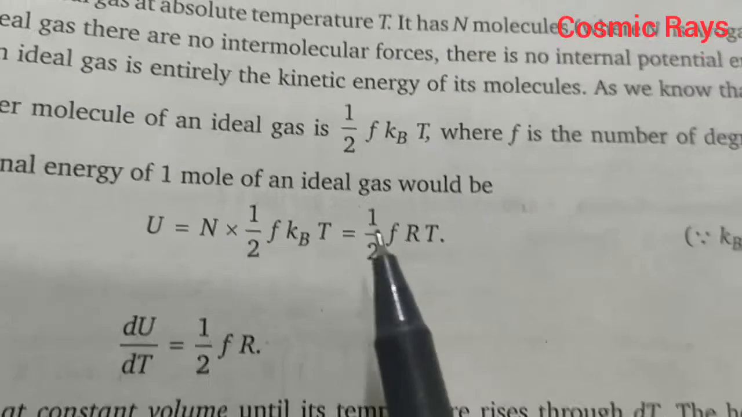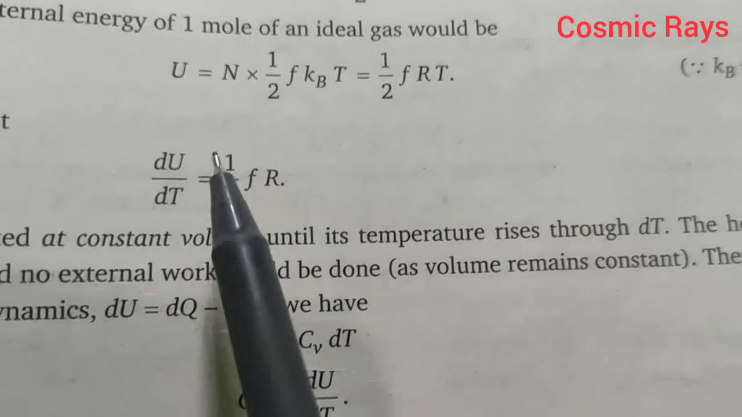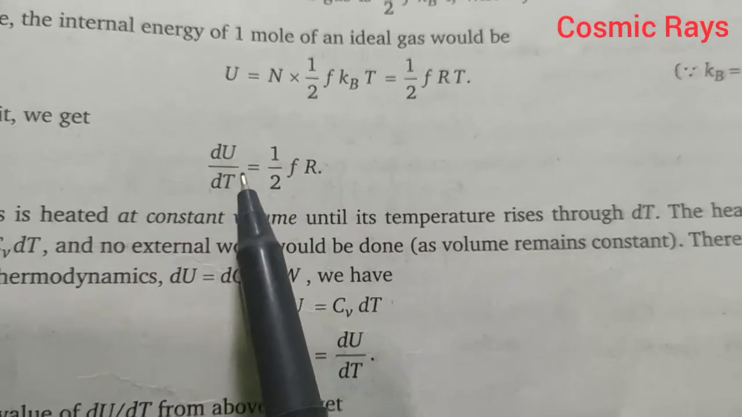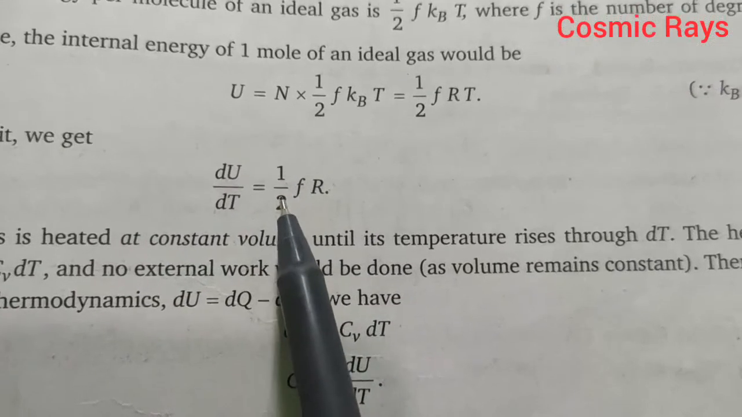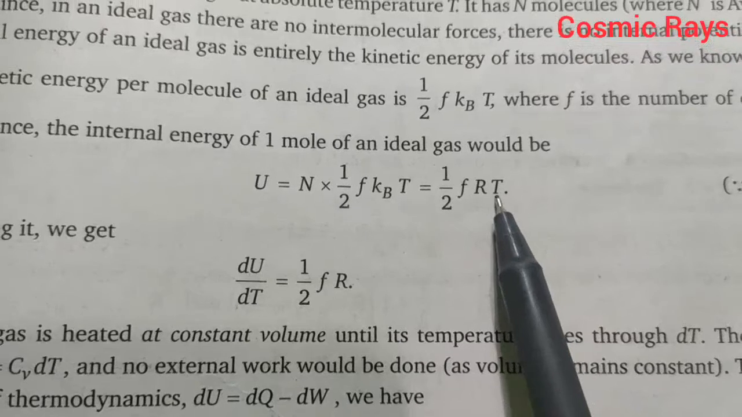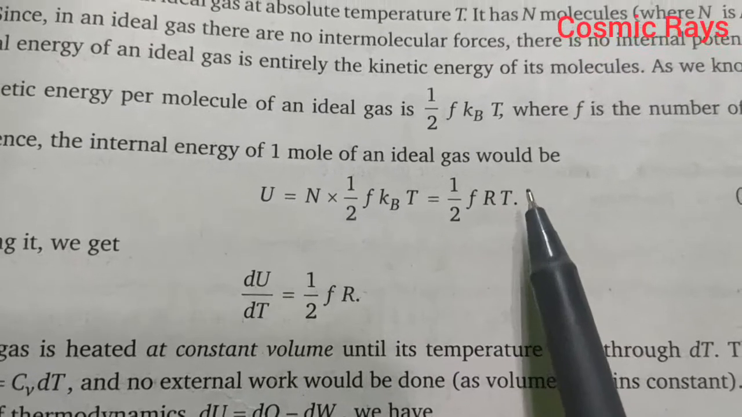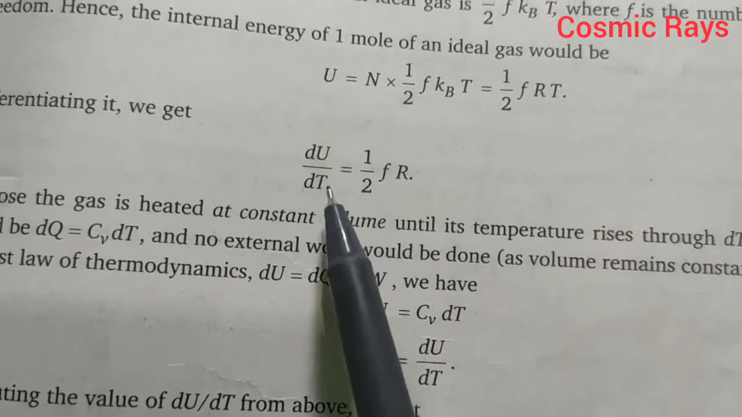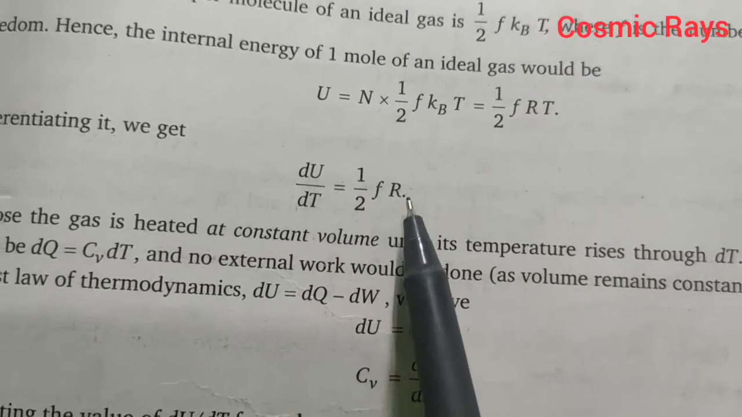Now if we differentiate it, then dU upon dT is equal to half FR, because when you differentiate T with respect to T, dT by dT, it becomes 1. So we have the equation dU upon dT is equal to half FR.